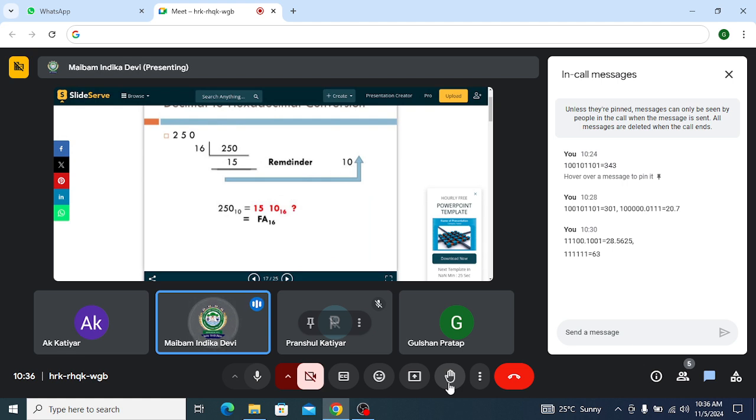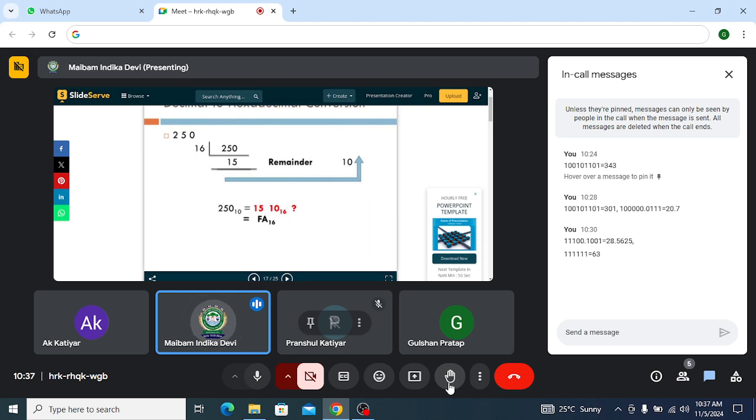Okay, so the question is 15. You can further divide it, so you will treat this as a remainder also, the last one. So 15, 10. You cannot simply write 15 and 10, because if you write like this, it will be treated as 1, 5, 1, 0, because the digits 1, 5, 1 and 0 are present in the hexadecimal numbering system.